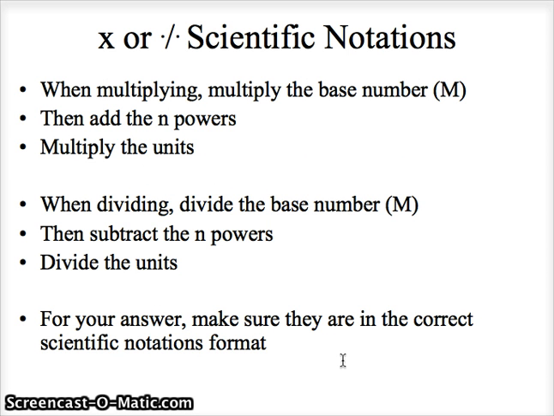Now, when you're multiplying or dividing scientific notations, there are several steps. Essentially, I think it's easier than adding and subtracting, because when you're multiplying, we just multiply the base numbers and then we add the exponential power. Then we multiply the units together. When we're dividing, we divide the base numbers, then subtract the powers, and then we divide the units. So make sure that the answer is in the correct scientific notation format, and that's pretty much it.